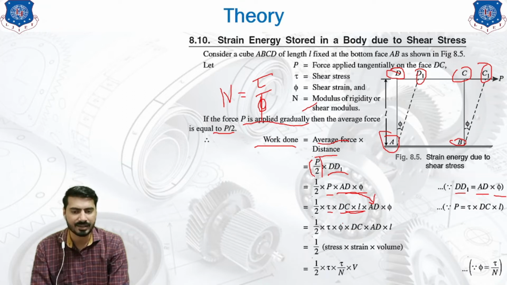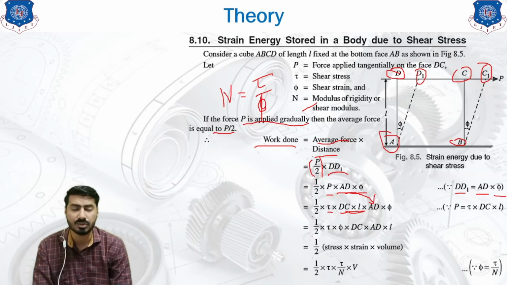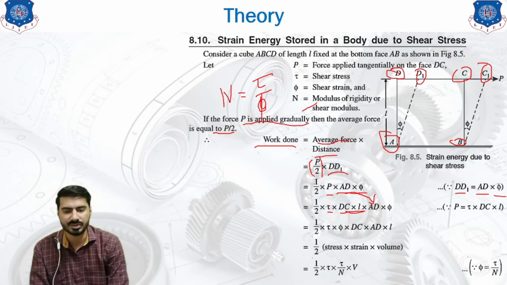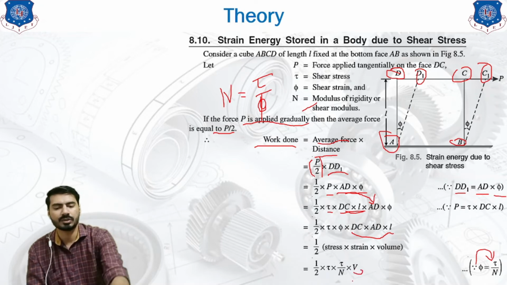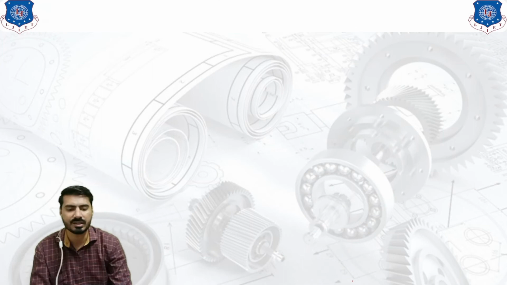phi and tau are both related, because we already saw that modulus of rigidity is equal to shear stress upon shear strain. So instead of writing this, we can write in terms of phi equals tau upon n. So instead of phi, we are going to write it as tau upon n, and the rest of the thing will give us the answer of volume. So we can convert it in terms of the volume. So this is our equation till now.